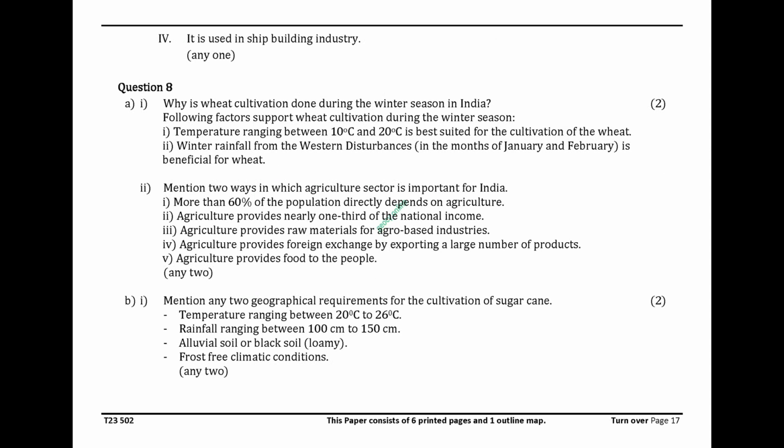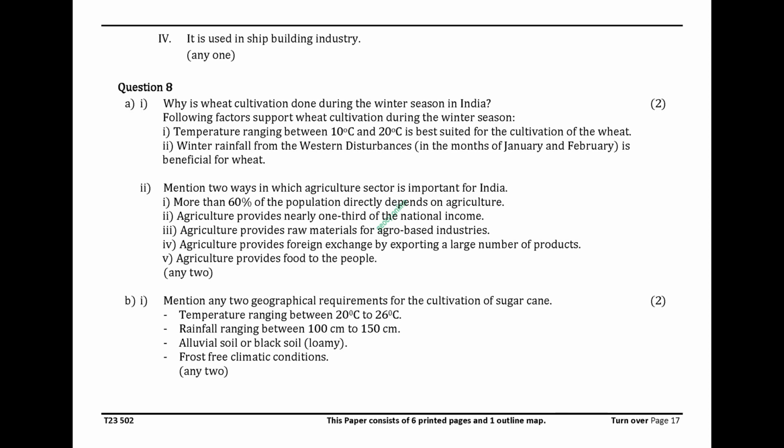Any one. Question 8. Why is wheat cultivation done during the winter season in India? The following factors support wheat cultivation during the winter season. Temperature ranging between 10 degrees Celsius and 20 degrees Celsius is best suited for the cultivation of wheat. Winter rainfall from the western disturbances, in the months of January and February, is beneficial for wheat. Mention two ways in which the agriculture sector is important for India.